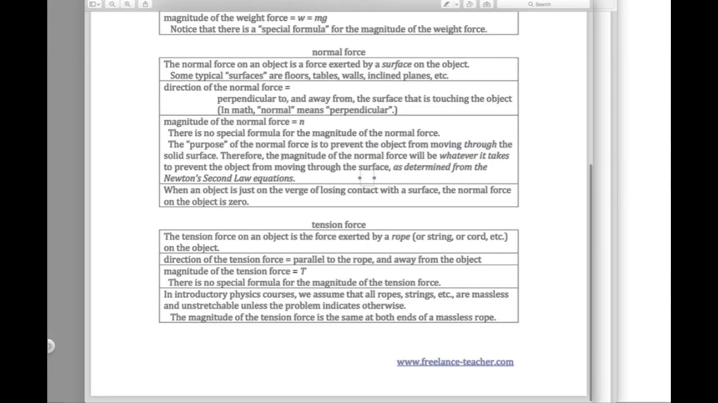So how big will the normal force be? The magnitude of the normal force will be whatever it takes to prevent the object from moving through the surface. The normal force will be as big as it takes to prevent the object from moving through the surface. So this normal force exists to cancel out the weight and prevent the object from being dragged down through the table. Well, notice the normal force is getting help with that job in this problem.